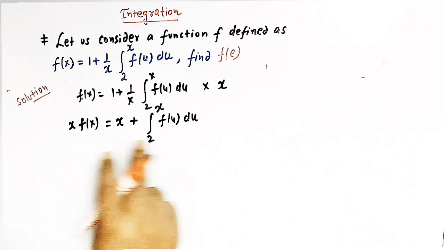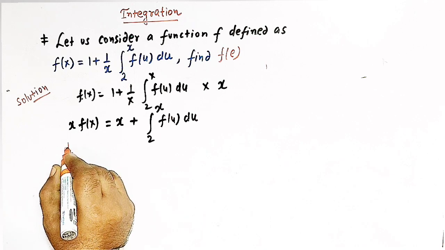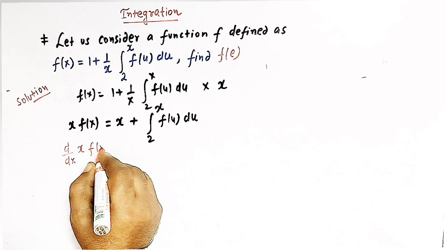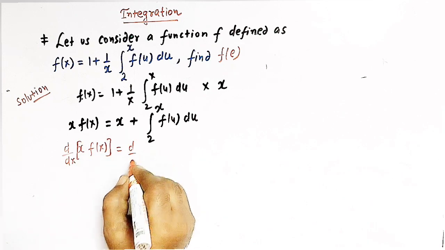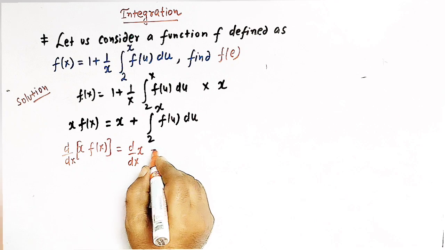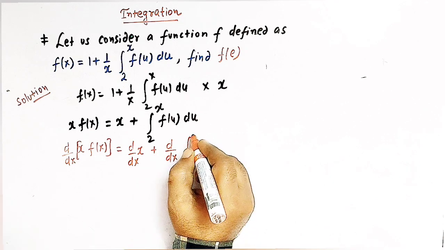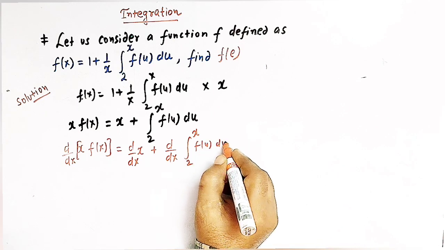Now let us differentiate both sides with respect to x. So we have here d by dx of x f of x, and here we have d by dx of x, and here we have d by dx of the integral from 2 to x of f of u du.